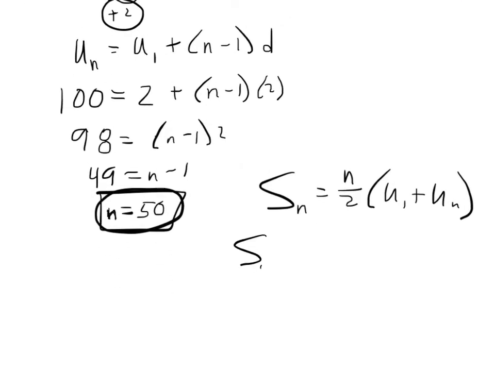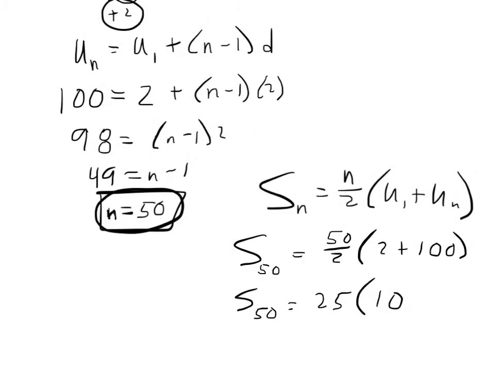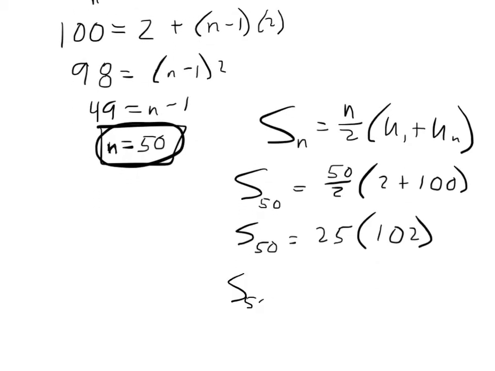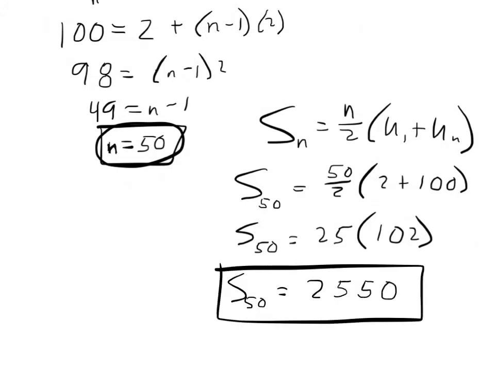So the sum of the first 50 terms is 50 over 2 times 2 plus 100. This gives me 25 times 102. So that means the sum of the first 50 terms is 2550. And there you go. That's the sum of the even numbers between 2 and 100. So another problem fairly similar to the previous one. The last one that I have is going to be a bit different, so hopefully you'll be up for that challenge.